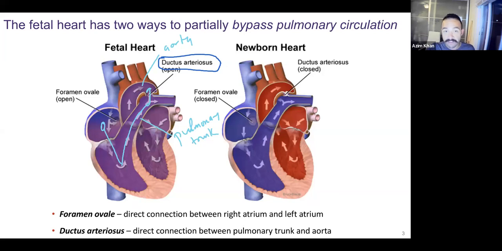Two ways to bypass pulmonary circulation. In all these cases, they're only useful as fetuses. We don't want these passageways once we're born. We need to send more blood to our liver. We need to send blood to our lungs.